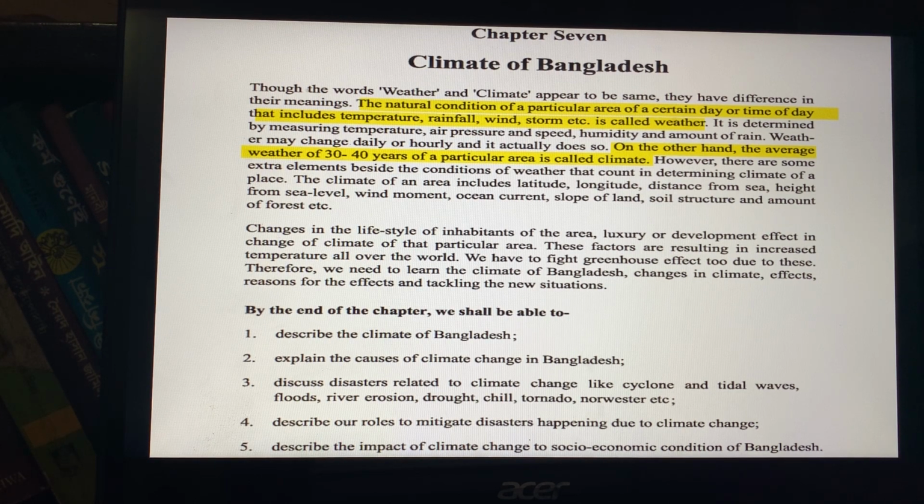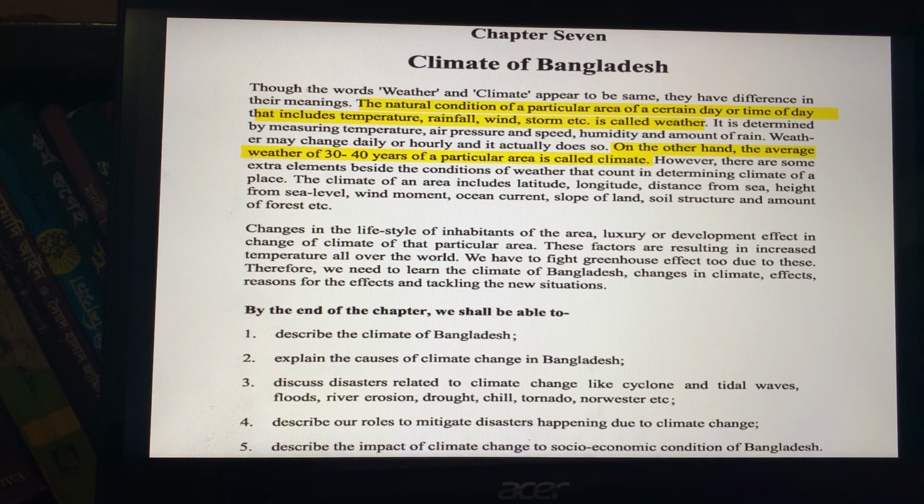That means in the case of weather, the time is a short period, isn't it? We are talking about a short period of time, just a day or time of day. And when we determine weather, we have to measure temperature, air pressure, wind speed, humidity, and amount of rain.